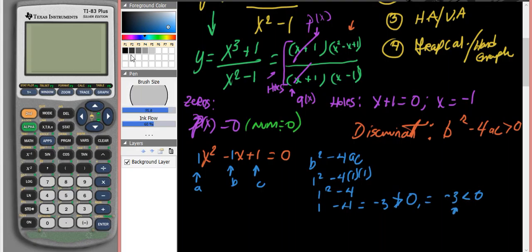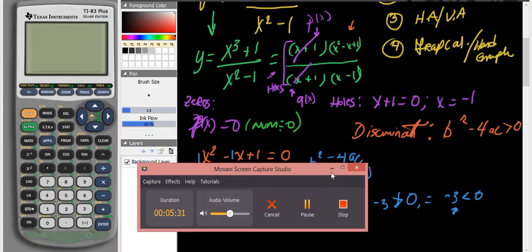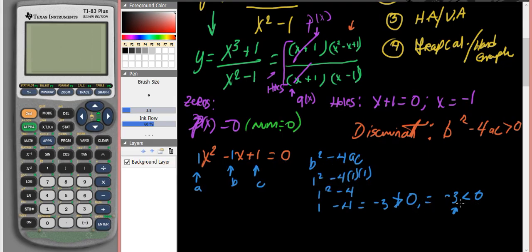So this tells us that we have no real solution here. That's what that tells us. We have no real solution. Okay, so this tells us that we have no real solution here.